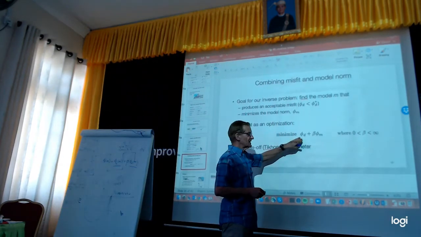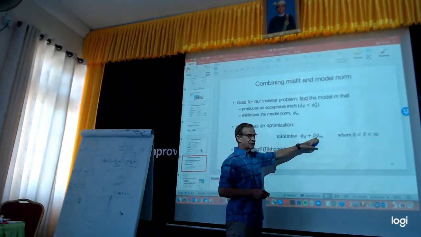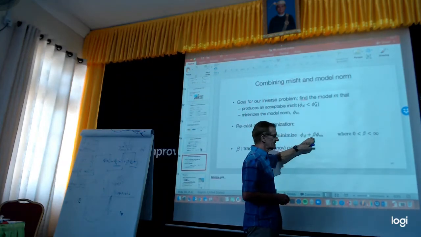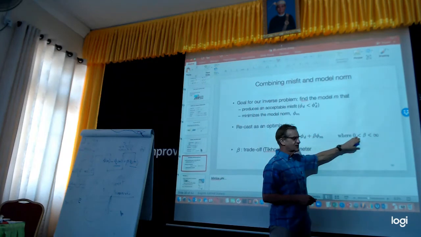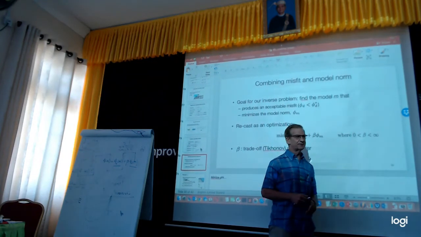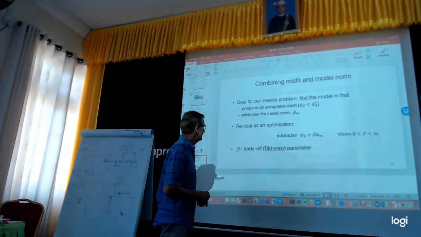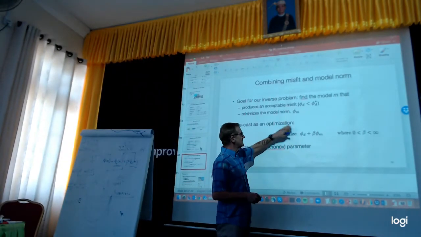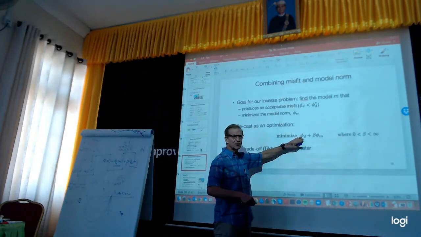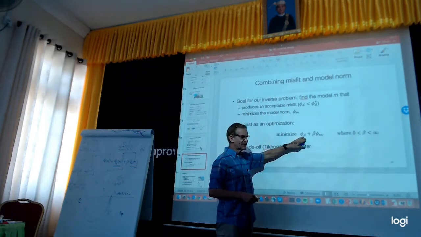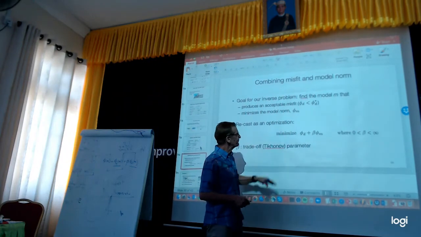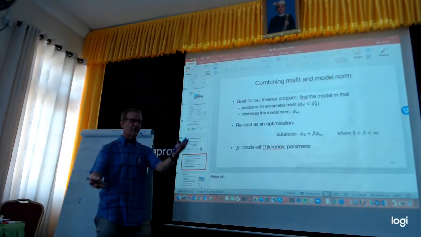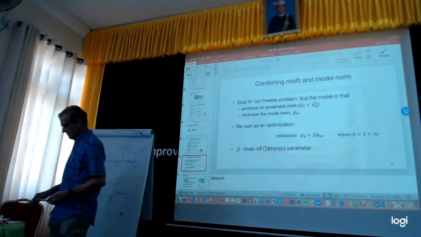So we're going to minimize the sum of our data misfit and our model norm, where this is called a trade-off parameter, and it's got values anywhere from 0 to infinity. And we want to find a solution such that phi d is pretty close to what acceptably fits the data. So this can be kind of tough. We have to balance things.